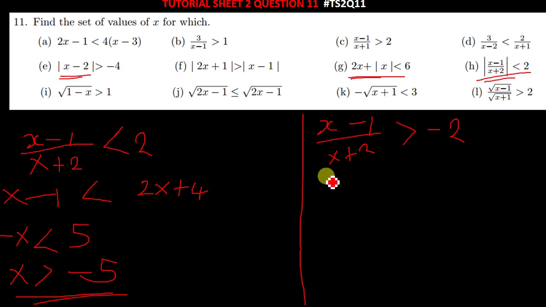Same applies to this part. We cross multiply there, or you multiply everything by x plus 2. So you are going to have something like this: negative 2x minus 4. So when this crosses the equal sign, you get 3x. Then when this goes back to that side, you get negative 3.